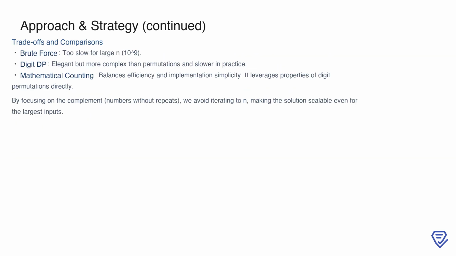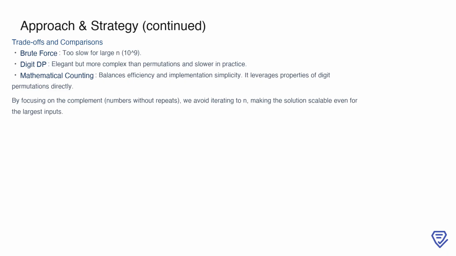When comparing the approaches, each has its own trade-offs. The brute force method is conceptually simple but far too slow for large inputs like n equals 10 to the power of 9 because it involves iterating through the entire range. Digit DP, while elegant and flexible, is more complex to implement and debug, and its performance can be slightly slower in practice due to the overhead of managing multiple states.